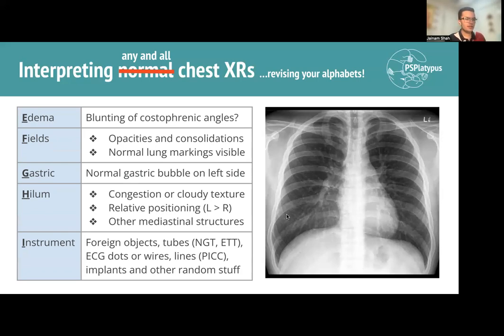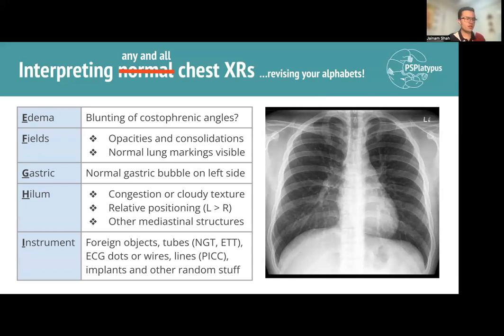Then you look at the fields of the lungs themselves. So fields meaning just look at the lungs in general. Can you see any opacities? Obviously in a lung, you should see more air, which should be black. But if it's kind of faded or white, then you might be concerned about an opacity due to potentially consolidation. And normal lung markings, so that's indicating the vascular supply of the lungs themselves. I can see that quite well on this lung, both on the left and right-hand side.